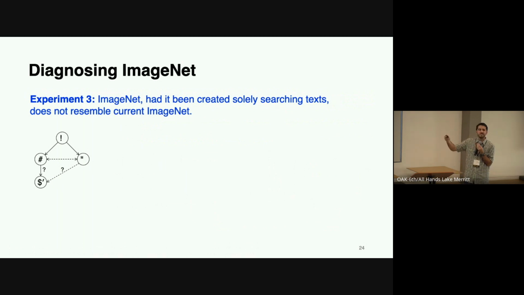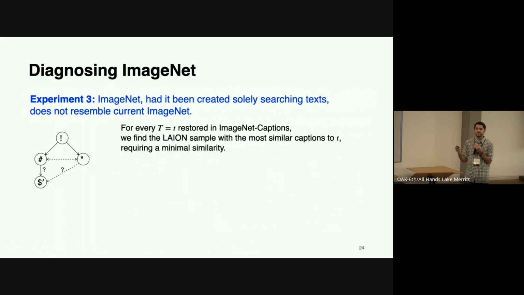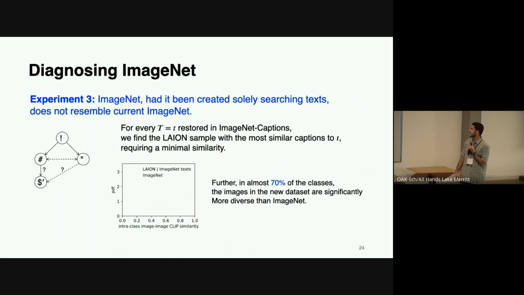Also, if you really think that ImageNet images are selected based on the text, you can do a simple experiment. You can look into the Lion captions and find very similar captions to the ImageNet captions and create a new dataset, which, I'm going to tell you, looks very dissimilar to the original ImageNet. Okay, let me wrap up here.